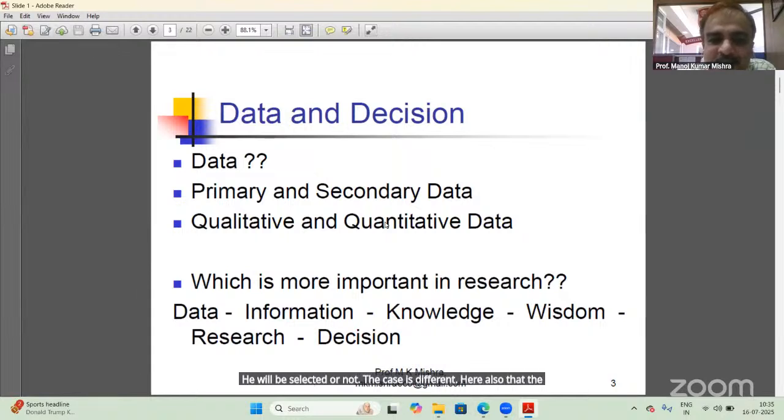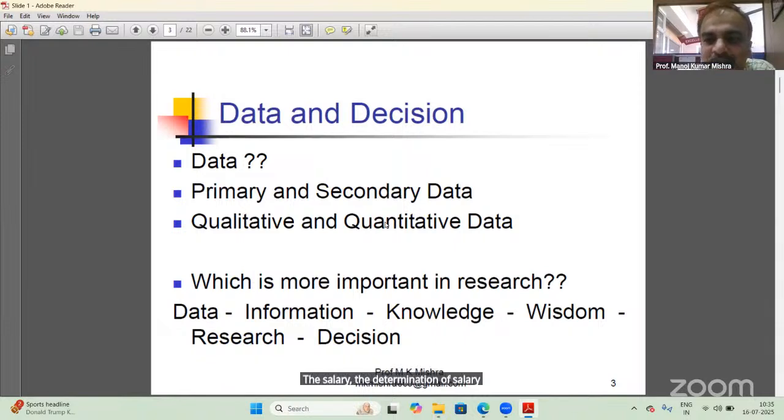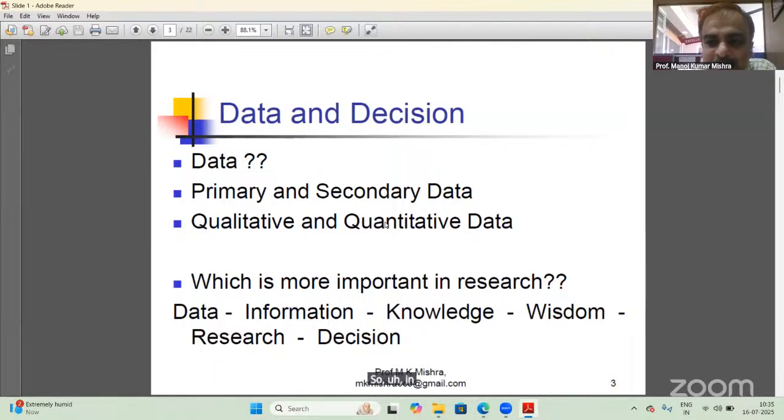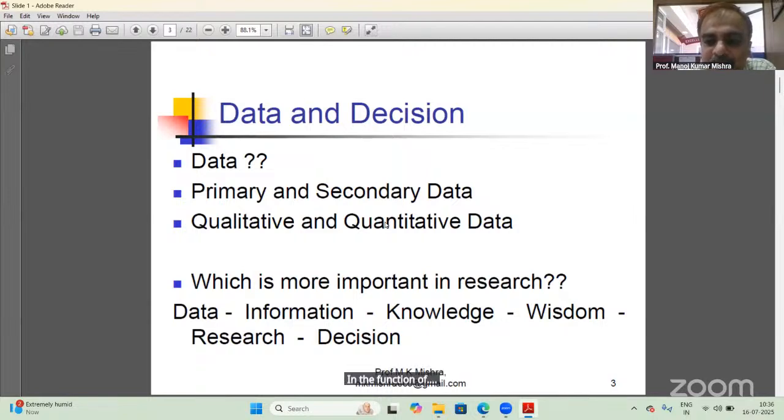The dependent variable is salary, the determination of the salary of a person. Salary is the dependent variable. So in the interview, he is facing what will be his salary level. This is the dependent variable. Salary determination is a function of what? It is a function of previous salary. Am I right? Previous salary is quantitative.